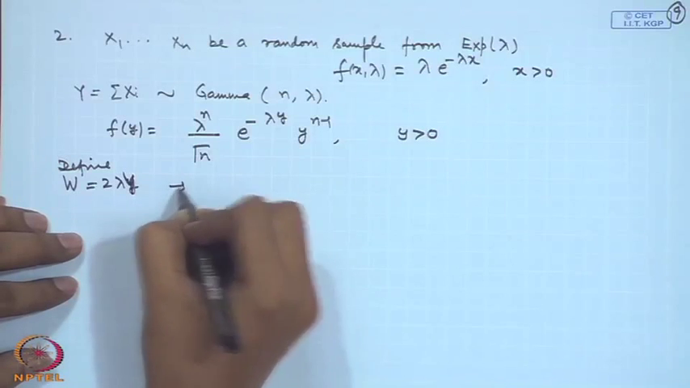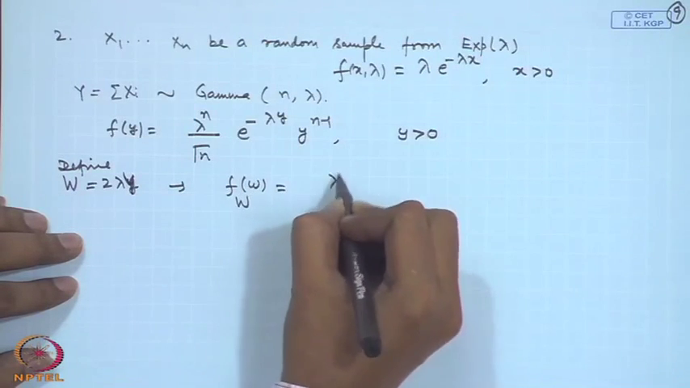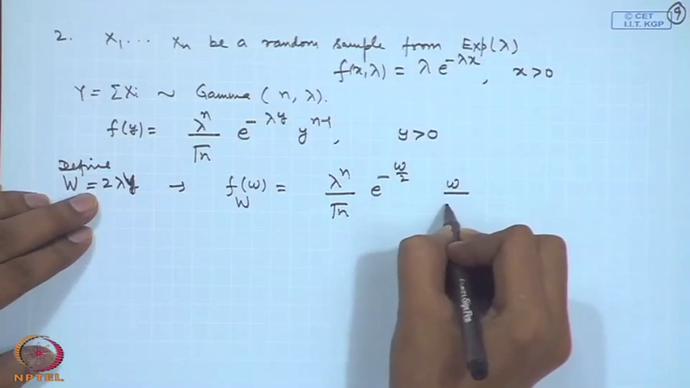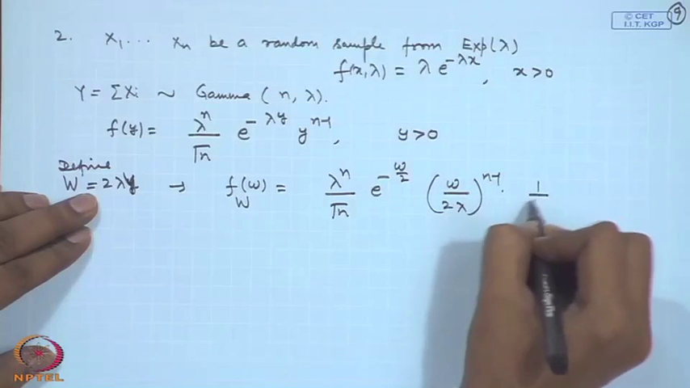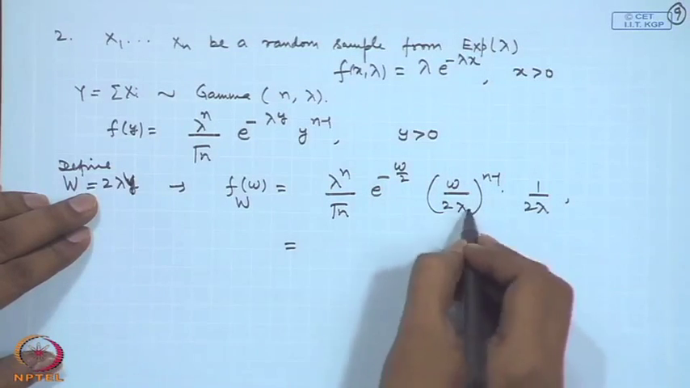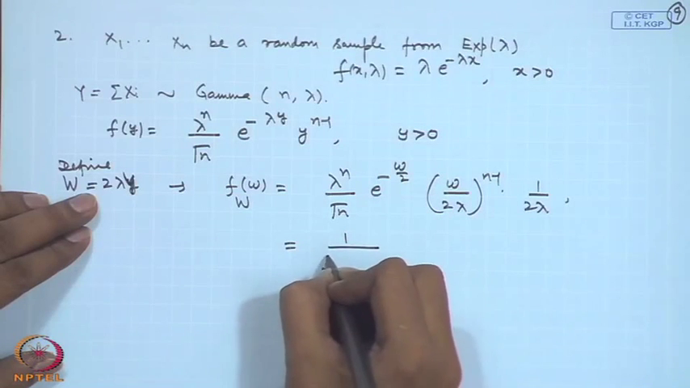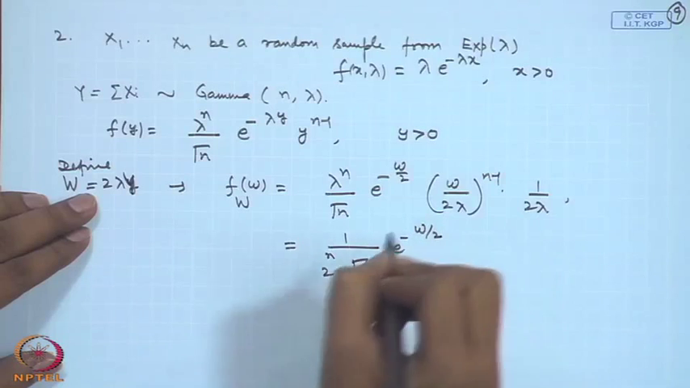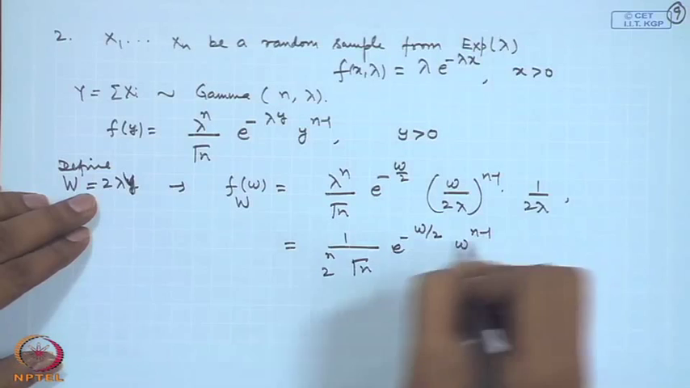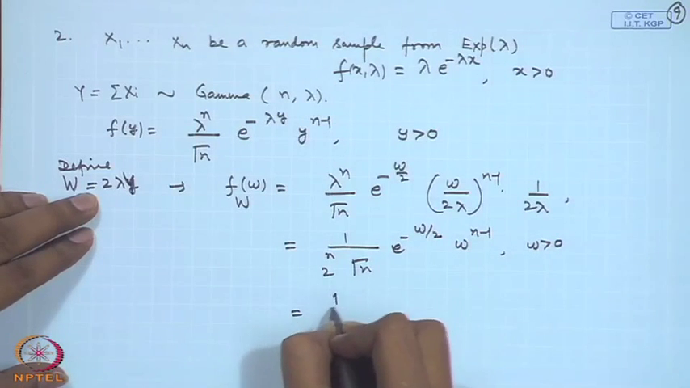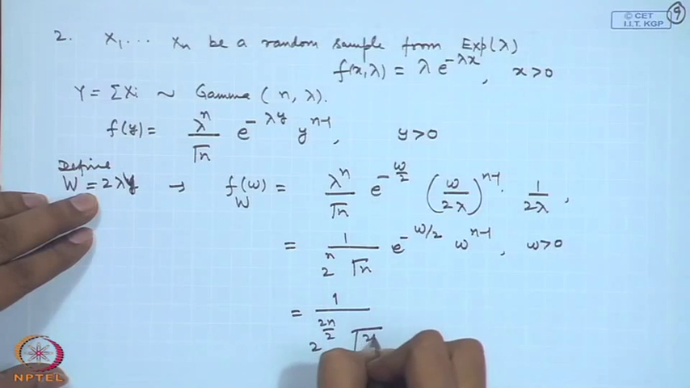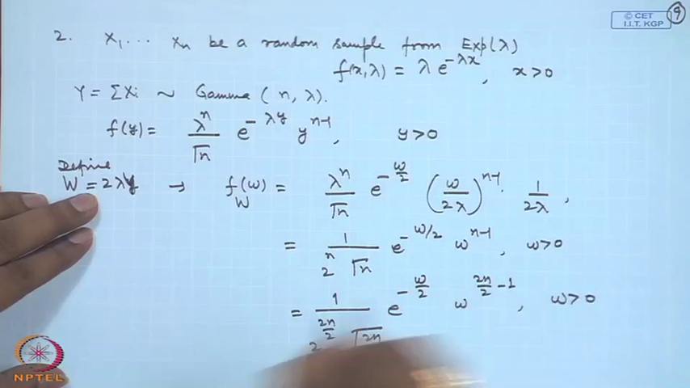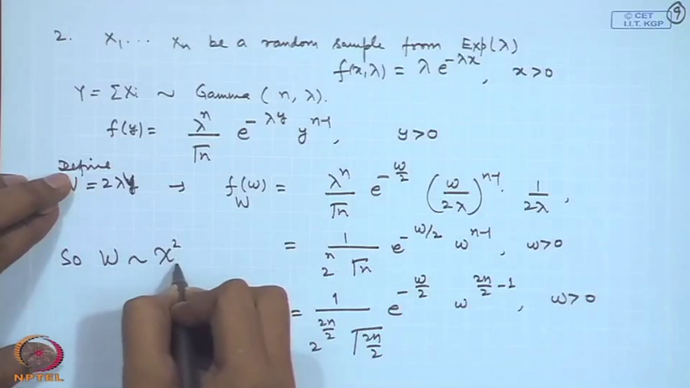Now, what is the density of w? Then that is lambda to the power n by gamma n e to the power minus w by 2, w by 2 lambda to the power n minus 1 by 2 lambda. Here lambda to the power n cancels out and you get 1 by 2 to the power n by gamma n e to the power minus w by 2 w to the power n minus 1 for w greater than 0. We can represent it in this form: 1 by 2 to the power 2n by 2 gamma 2n by 2 e to the power minus w by 2 w to the power 2n by 2 minus 1 for w greater than 0. So, what we have proved is that w is actually chi square distribution on 2n degrees of freedom.